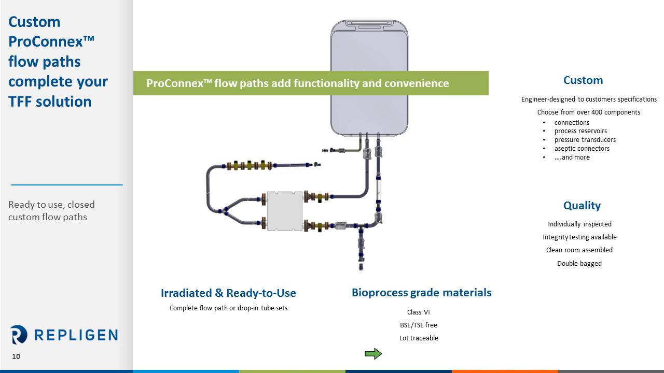As part of Repligen's offering, you can also order CS Gamma as part of our ProConnex flow path. These flow paths are fully customizable from a library of over 400 components, such as reservoirs, pressure transducers, and magnetic pump heads. All components are bioprocess grade, and each unit is irradiated and individually tested for quality prior to release.